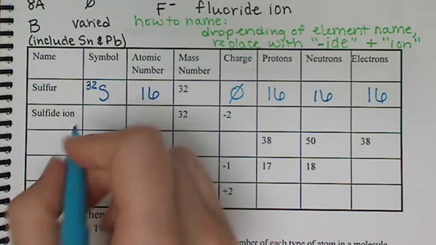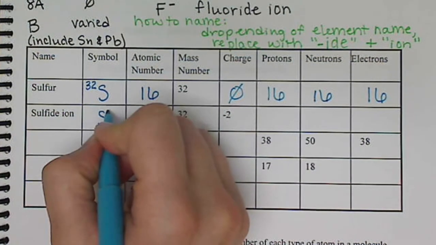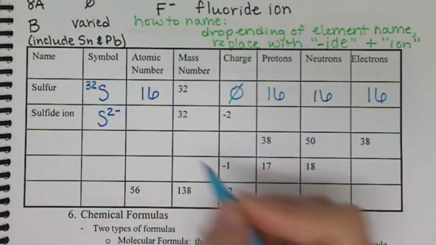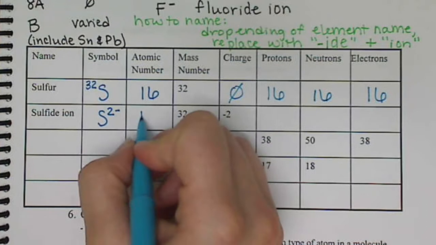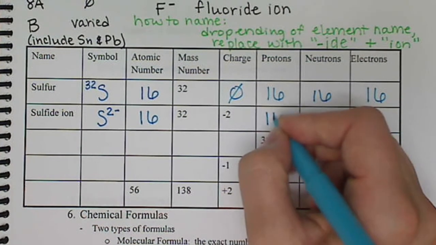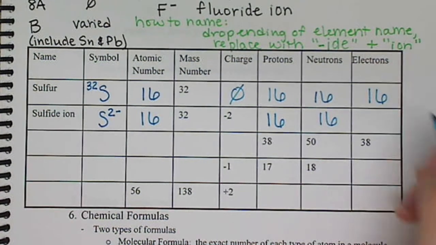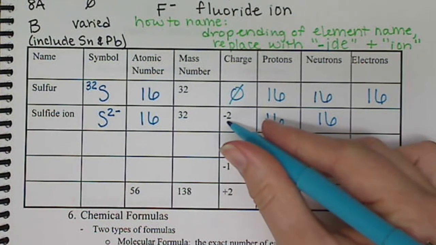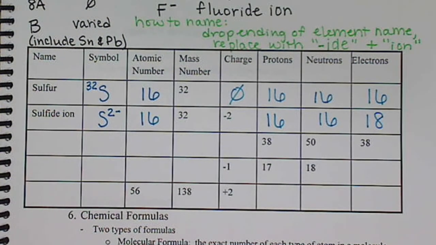The sulfide ion is different. It is going to have a charge, a -2. So that goes as 2 negative in the top right-hand corner. Again, we're still looking at sulfur, so it has 16 as an atomic number and 16 protons. Same mass number, so it has 16 neutrons. It now has 2 additional electrons because it has a -2 charge, so it has 18 electrons.